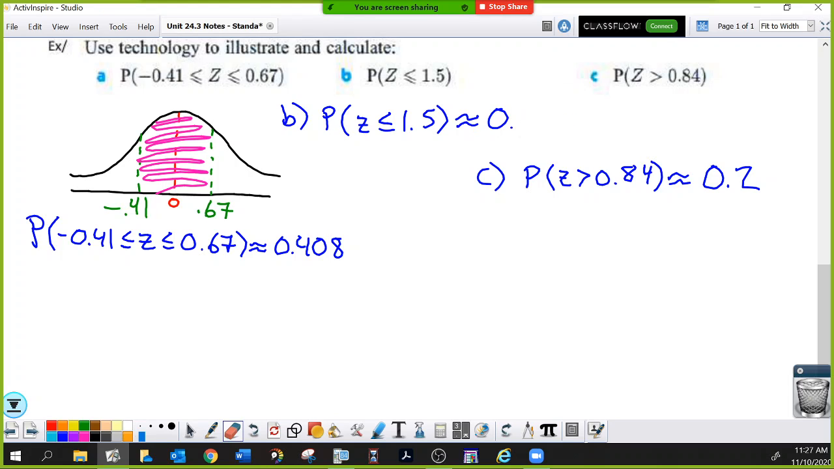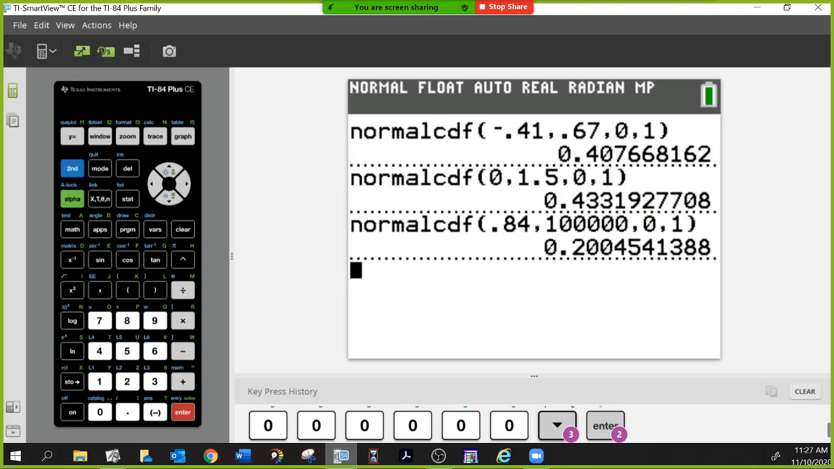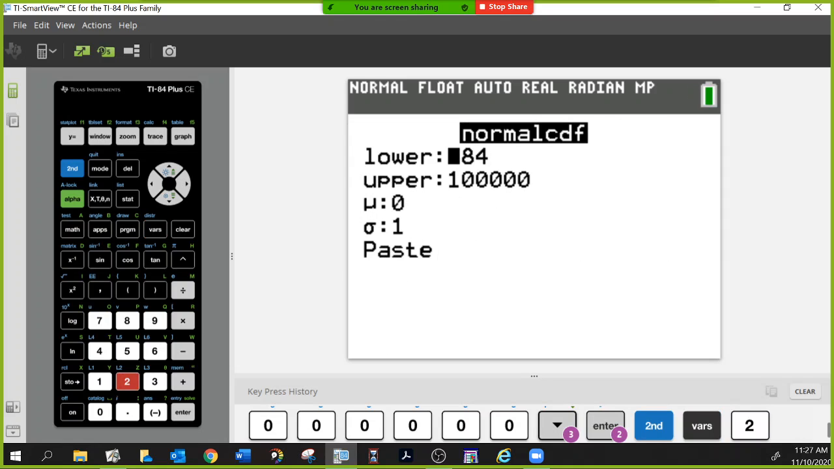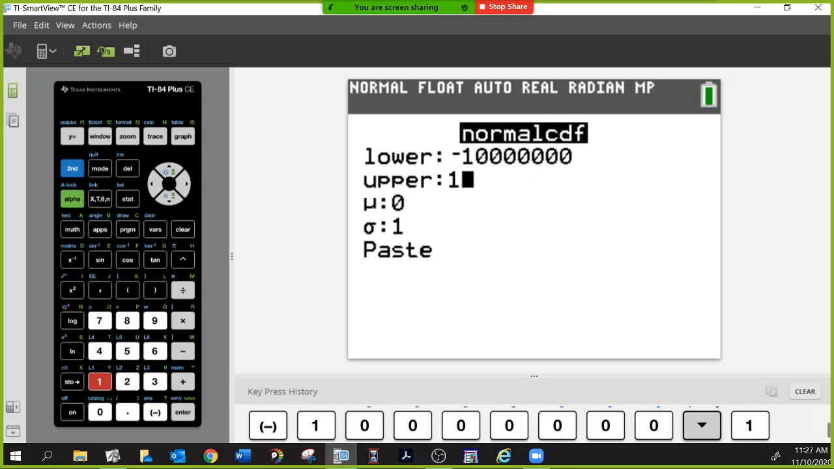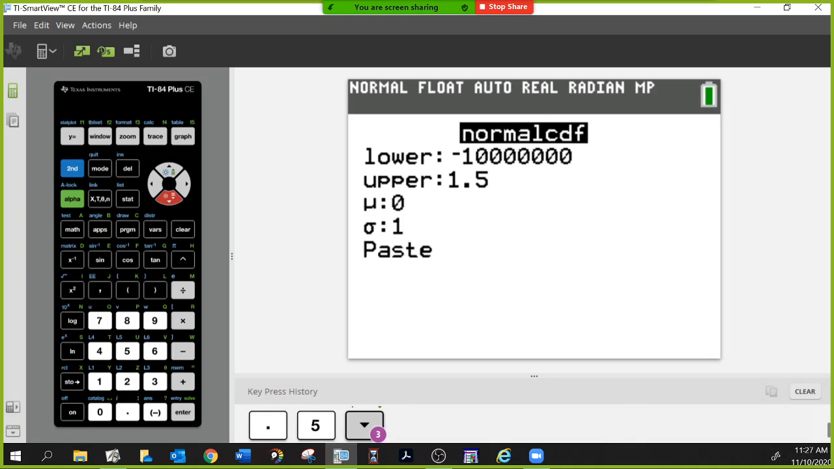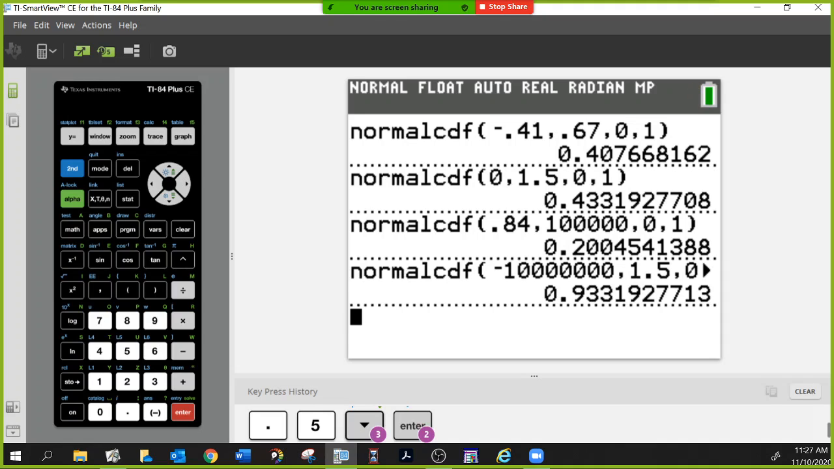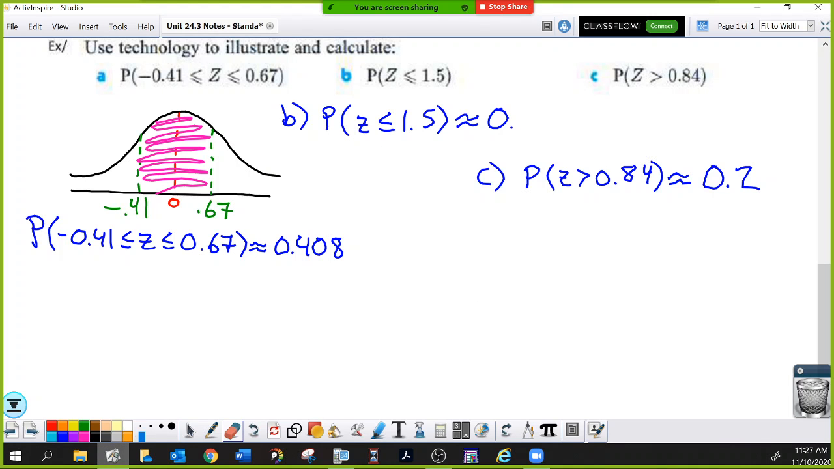Thank God Vivian asked the question. But why? I can't even get the original. Second vars, normal CDF. The lower bound needs to be negative like 10,000 or something. I just did a whole bunch of zeros. And then the upper bound was 1.5. There we go. That's going to be appropriate. 0.933. There we go. Yeah, I went between mean and 1.5. Thank goodness Vivian asked a good question. I even questioned why my answer on my paper was so different.